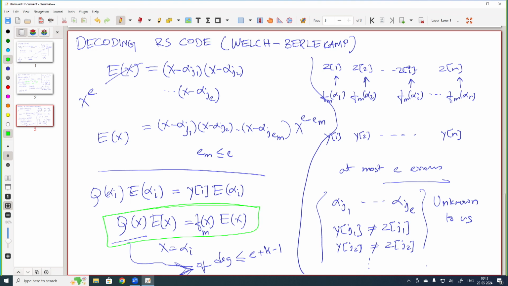Let us verify that this expression is true. I have not specified what q of x is, but it will be a polynomial which will satisfy this property. So, when I set alpha I to be something such that at the ith index z I and y I are the same, that is the code word was not corrupted, in that case, well, first of all, everything will be okay. If the code word was corrupted, then E of x at that point will become 0.